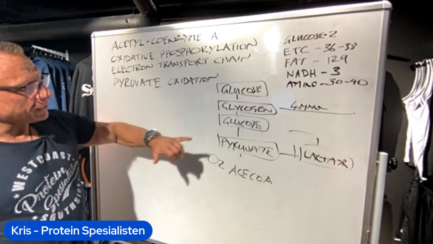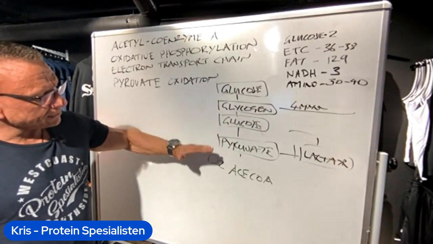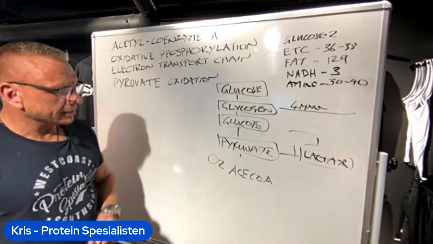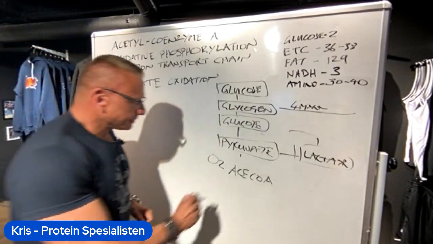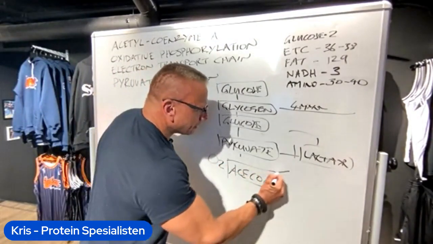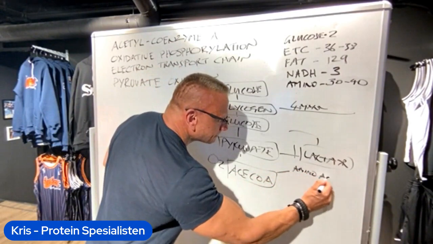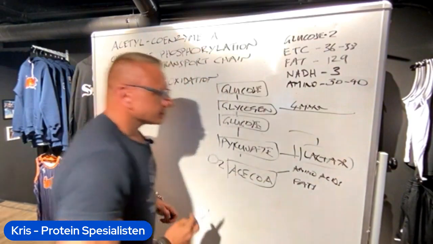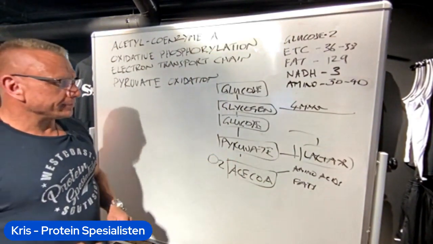So oxygen converts pyruvate to acetyl coenzyme A. We don't convert glucose to that directly. Glucose is converted to pyruvate first, so it needs to go through those steps to here. But acetyl coenzyme A can also be created from amino acids and fats. This is where we start to get into something really cool.